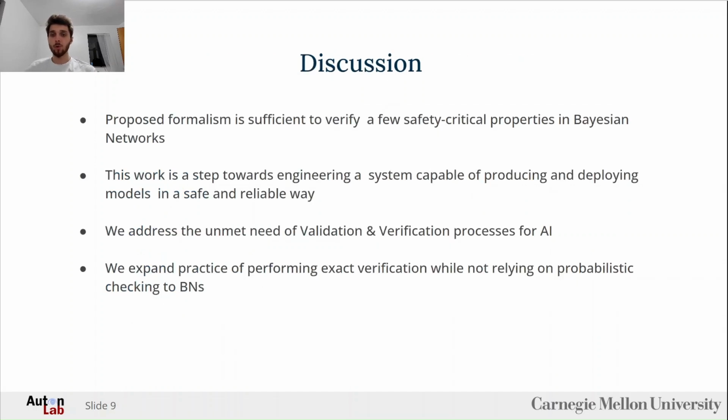Wrapping up, with our work, we show that the proposed formalism is sufficient to verify some safety-critical properties of Bayesian networks. Our work is definitely a step towards building systems that are capable of autonomously producing models and deploying them while ensuring safe and reliable performance. This work addresses the unmet needs of verification and validation processes for AI, which are paramount to the widespread adoption of AI. And lastly, we perform the exact verification on Bayesian network classifiers, which is a more rigorous approach than performing a probabilistic verification.